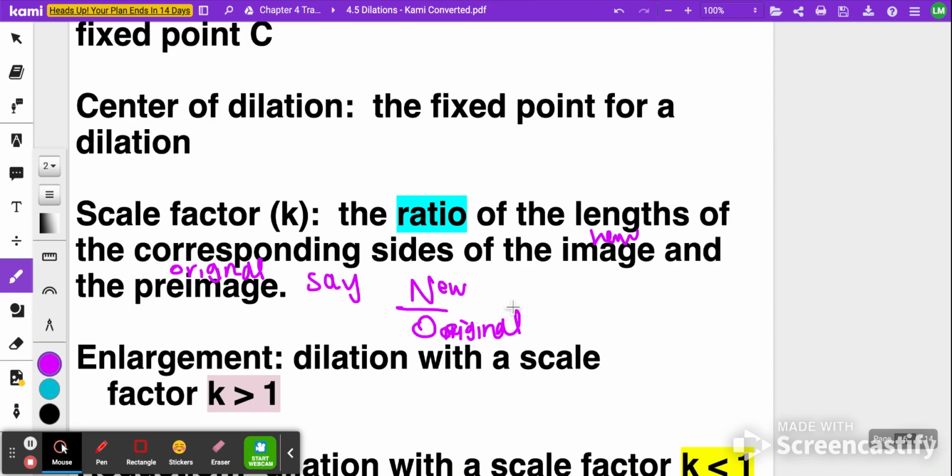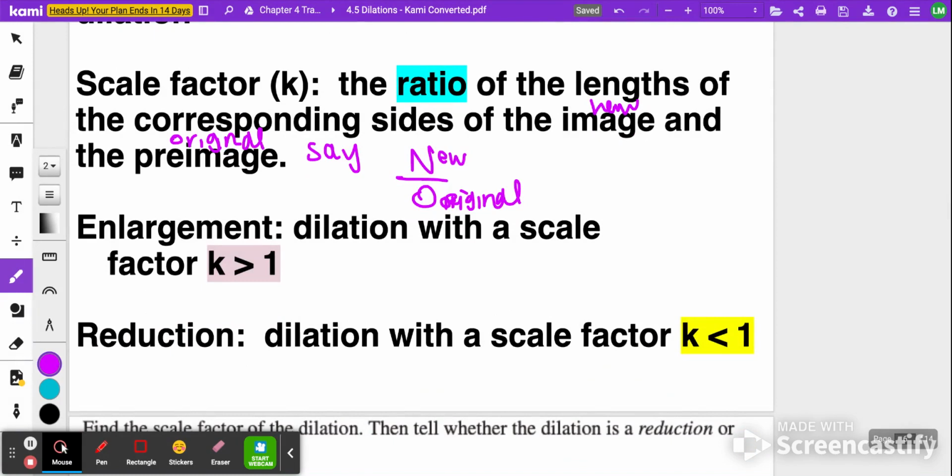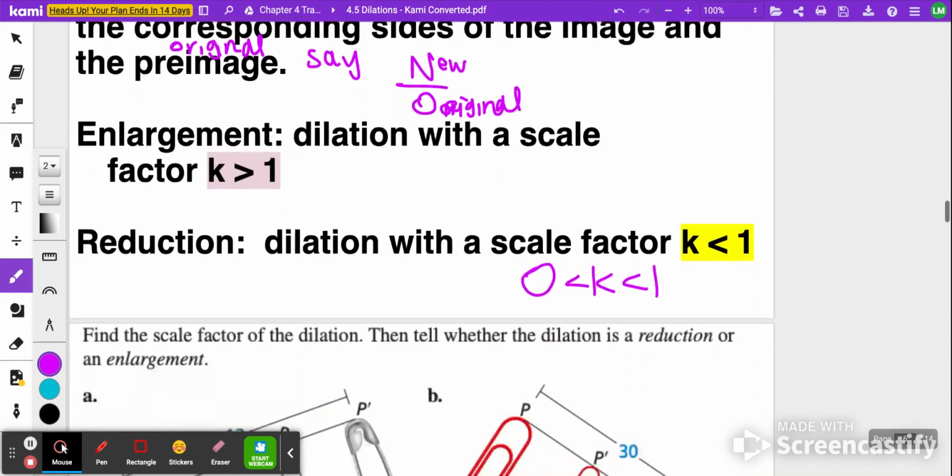The next thing we want to talk about are the different types of scale factors. So we have enlargements, which are where your scale factor is greater than 1. A lot of times you would see k is greater than 1. And a reduction is a dilation with a scale factor that's less than 1. You won't ever get below 0, so it just needs to be between 0 and 1. Just make sure you understand it could be like 0.1 or 8/9, some type of fraction or decimal within there, and that'll tell you what type of reduction it'll be.